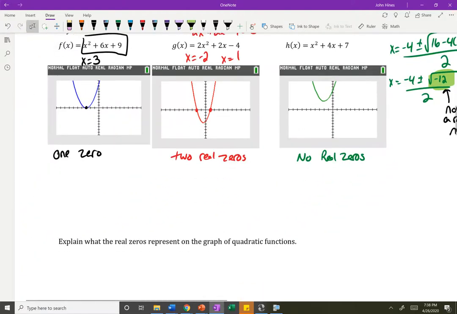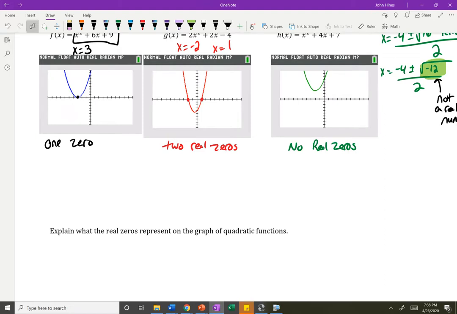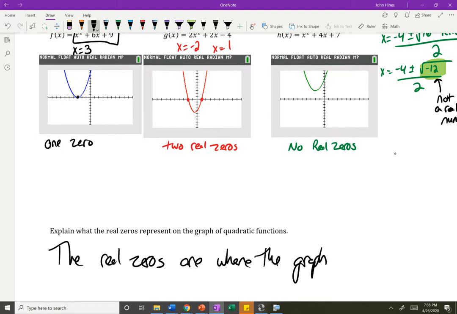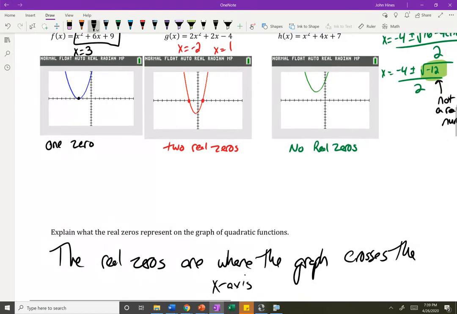So the big idea here is, what do the real zeros represent on the graph? The real zeros are where the graph crosses or touches the x-axis. So these are our cases. We can have 2, 1, or 0. The parabola could cross through twice. It could kiss the x-axis and then turn around, so there's only 1 zero.